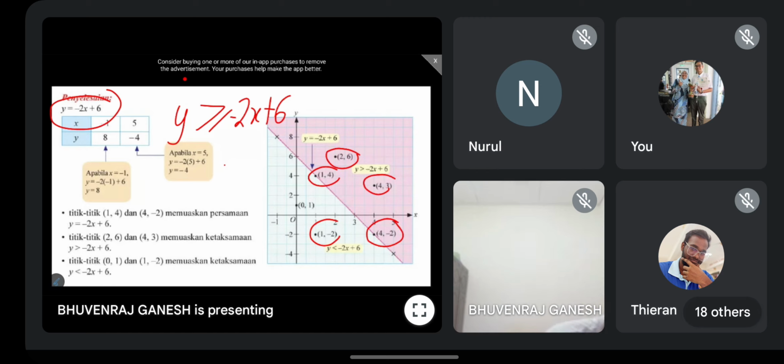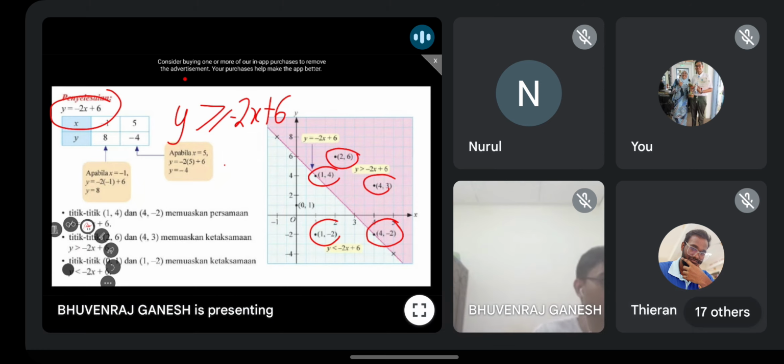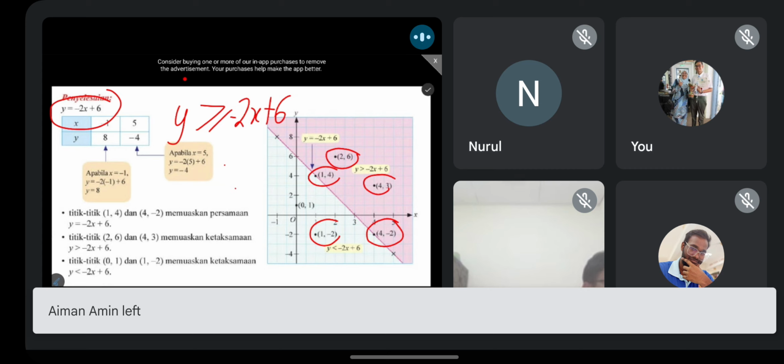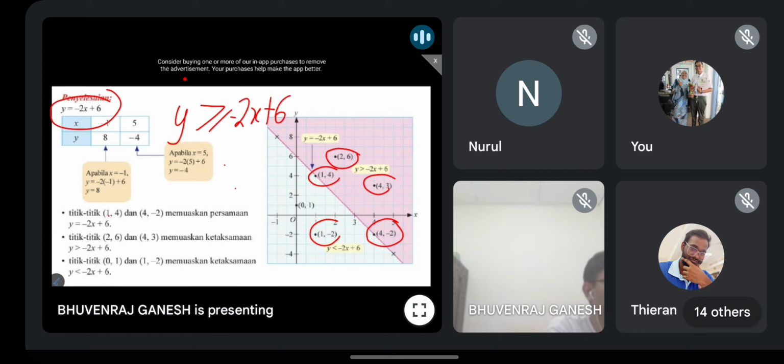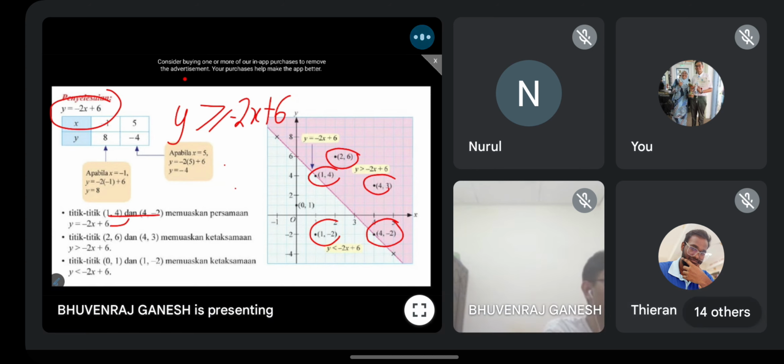Wait, let me see. Why do they put a dot actually? I feel like this should be equal to, you know, guys. The textbook maybe has an error if I'm not mistaken. Because this one is a solid line, so it should have equal to, but they never put equal to. Maybe it's a mistake. Never mind. So these 2 points, you can substitute in the equation given there, then see whether it satisfies or not.